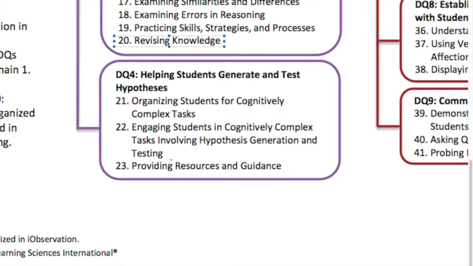Where we really get into higher order thinking is right here in DQ4. This is where we hypothesize and take it to a next level. We start looking at those very complex tasks. We look at generating a hypothesis. With my information, what do I think is going to happen next? Or given this set of circumstances, what's going to happen? This is what DQ4 is all about.